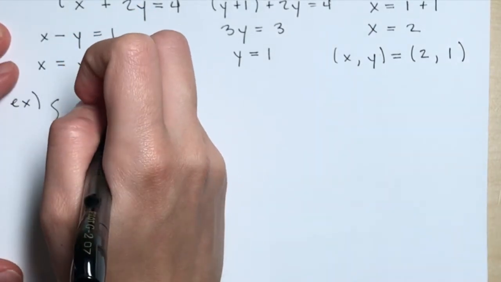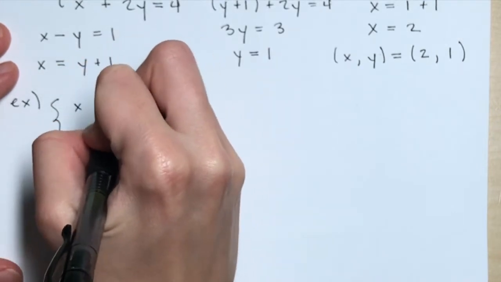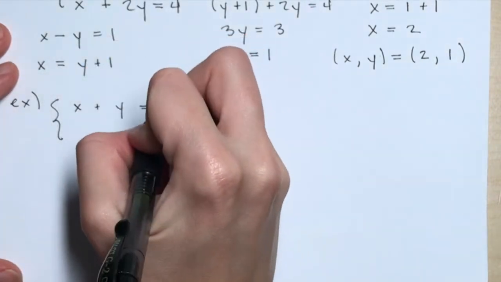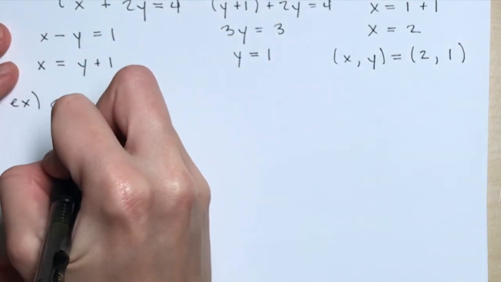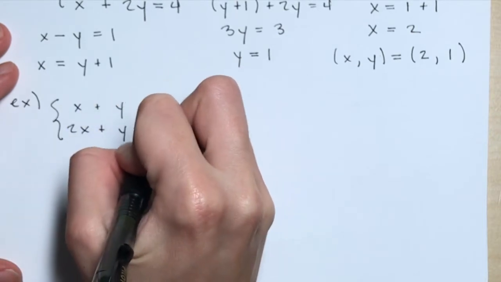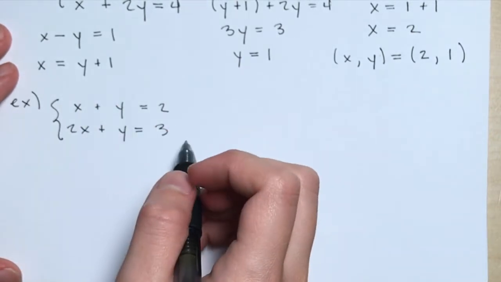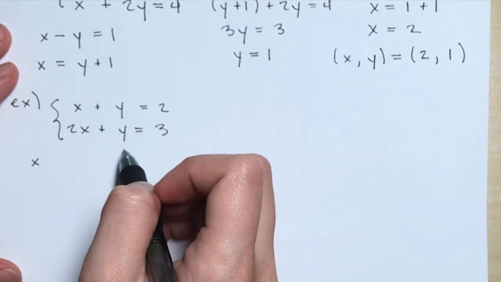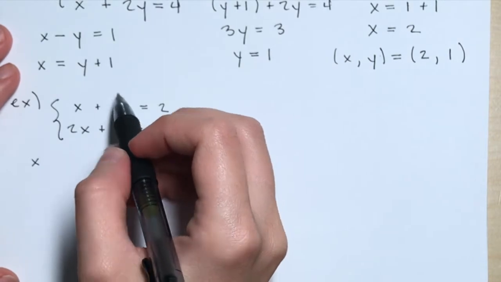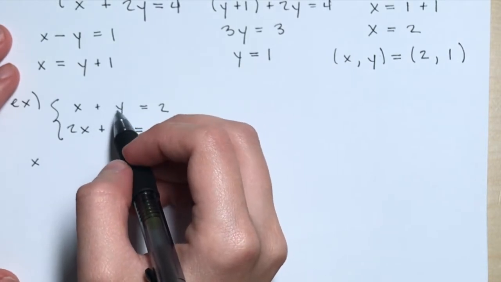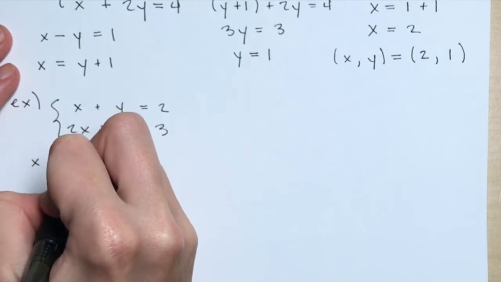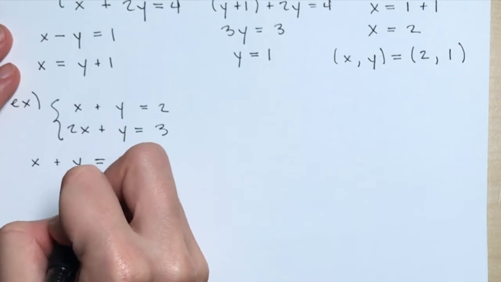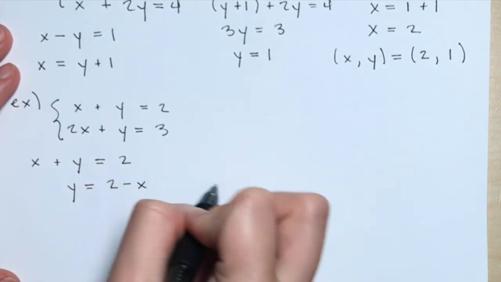Let's say we're looking at x plus y equals 2, and 2x plus y equals 3. Let's solve for something. This time, let's solve for y, just because. We have y with a coefficient of 1, so let's go ahead and just solve for y, because why not? So let's bring x over, and we end up with y equals 2 minus x.